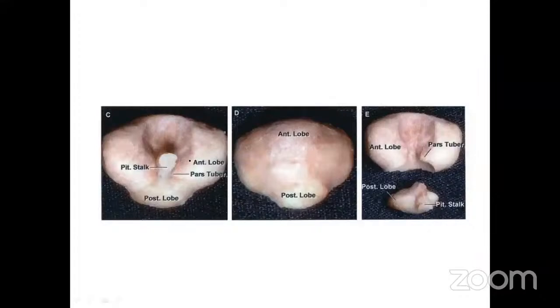Again, showing a differentiation between anterior and posterior lobe, we can see the color difference here. We can see the posterior lobe is a little bit yellowish, paler as compared to the anterior lobe. Again, here we can appreciate a paler posterior lobe as compared to the anterior lobe. And this, as we can appreciate, is pars tuberalis, the part of the anterior lobe that is going to twist around or wrap around the pituitary stalk.